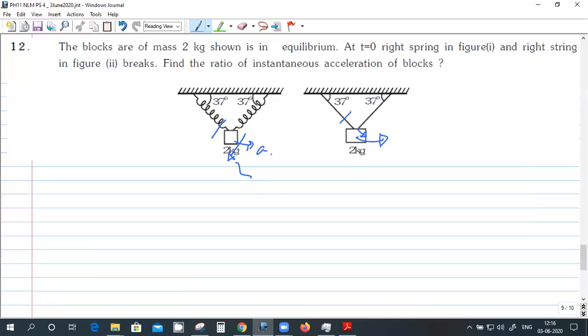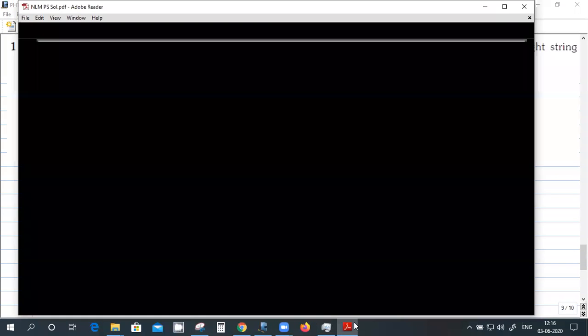So there will be two accelerations, whatever you want, A1, A2. So you have to find the net acceleration. Here there will be only one acceleration in one direction. Okay. So fine. I think you have tried all the problems then.